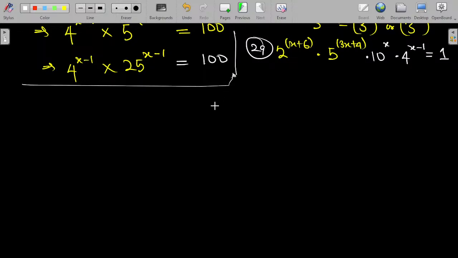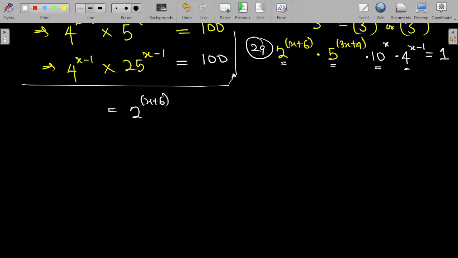Okay, so see what we are going to do now. We will retain our 2 to the power of x plus 6. Now, I know somebody will ask me, what do I want to do? I am seeing base 2 here, and I'm seeing base 5. I can't join them, even though it's multiplication, because the bases are different, and the powers are also different. But I'm seeing base 10 here, and base 4. Two bases are also different, the powers are also different. I can't join them either.